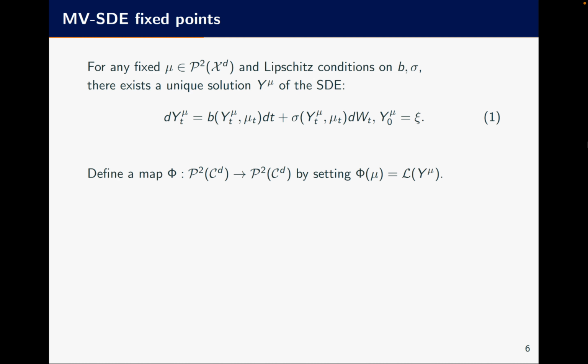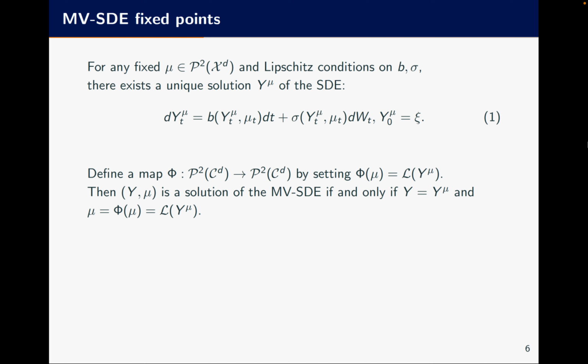Now, define a map phi that takes mu to the law of y mu, another measure. Then y mu, the solution of the above SDE, is the solution of the McKean-Vlasov SDE if and only if y equals y mu and mu equals phi of mu, the law of y mu. This is very exciting. Fixed points of phi are solutions of the McKean-Vlasov SDE.